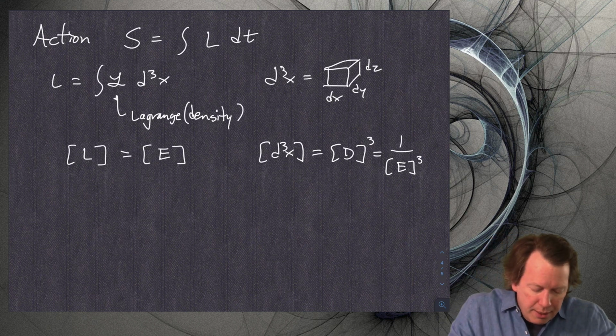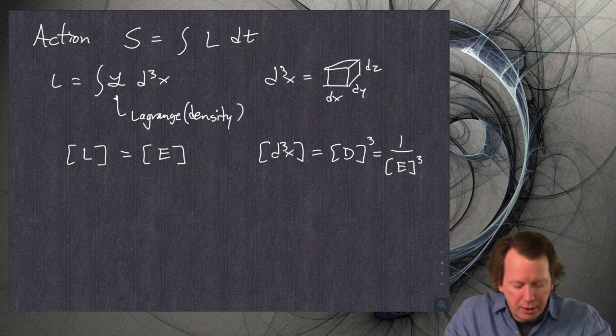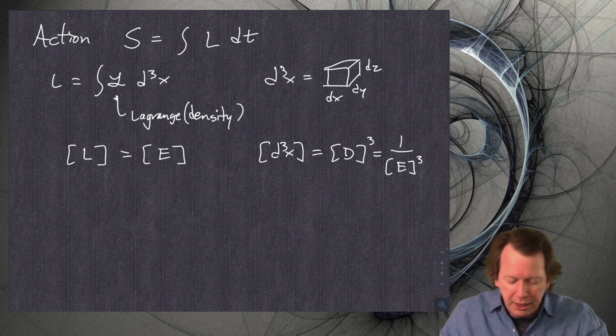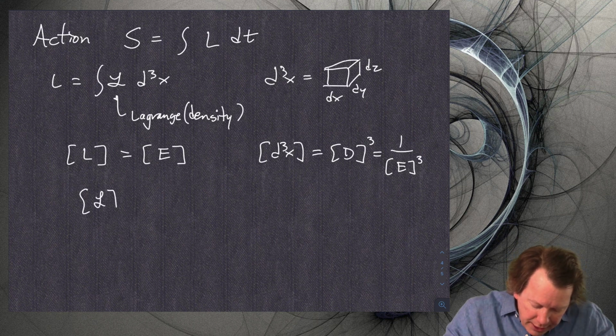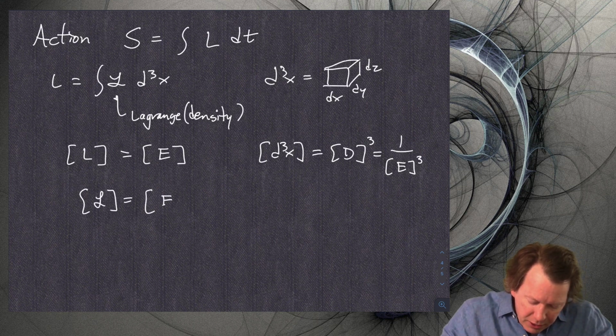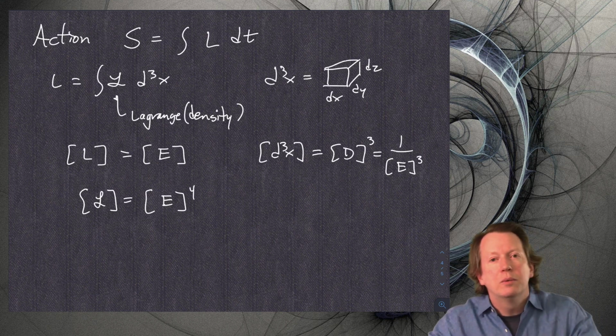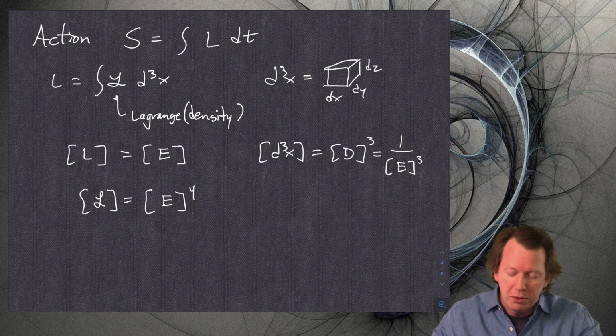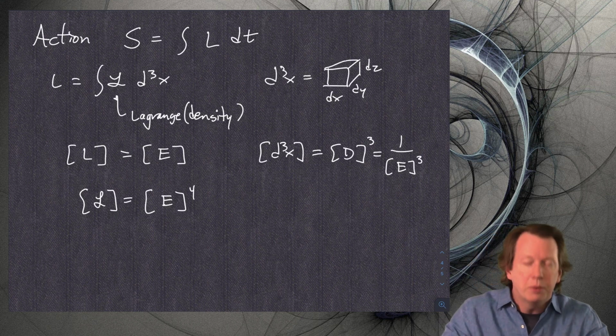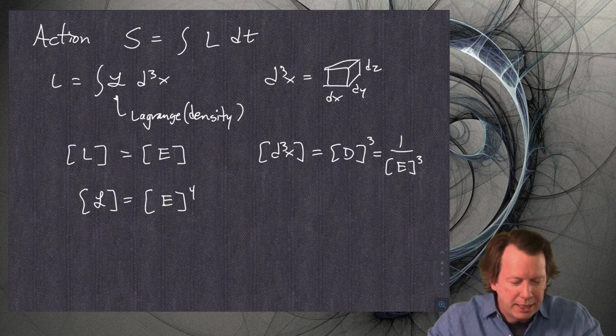So capital L, Roman L, has units of energy. d3x has units of energy to the -3. We can therefore infer that script L, the Lagrange density, better have units of energy to the 4th. This is what the Lagrange density needs to have for units to make everything work out. Then energy to the 4th times energy to the -3 equals energy. That all makes sense.